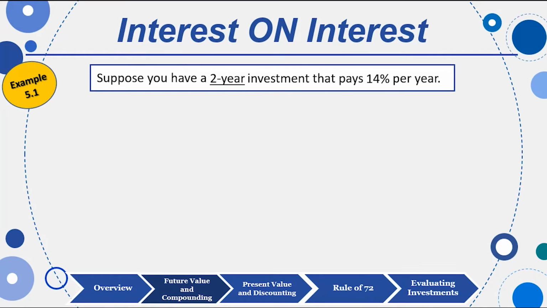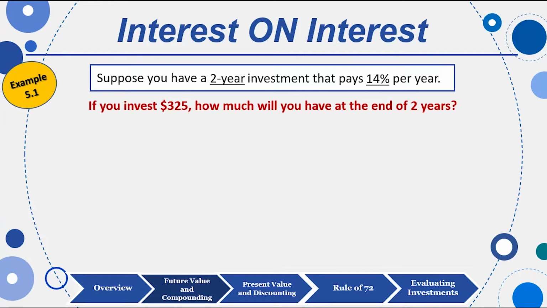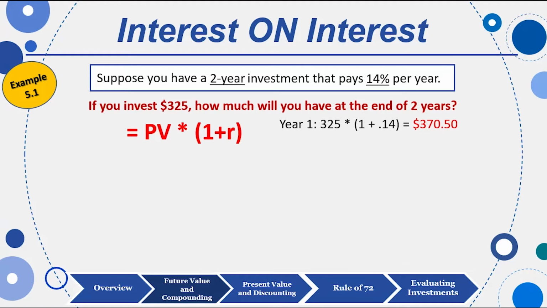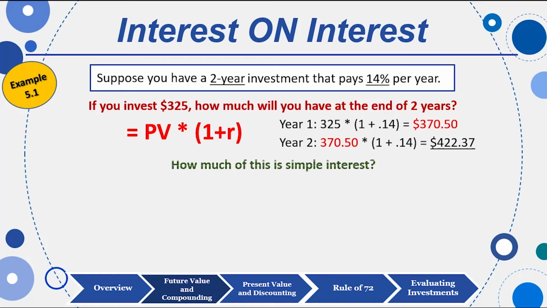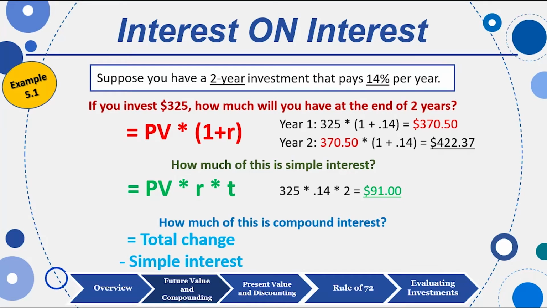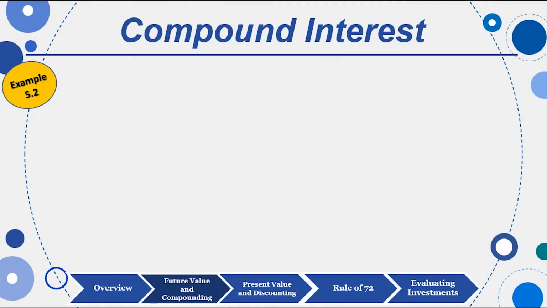Here's an example. You have a 2-year investment paying 14% per year. If you invest $325, how much will you have at the end of 2 years? Again, future value equals present value times 1 plus r to the t. Year 1, I'll have $370.50. Year 2, I'll have $422.37. How much is simple interest? How much is compound interest? Simple interest is $91, and compound interest of that $422.37 is $6.37. Again, compound interest is the way to go.